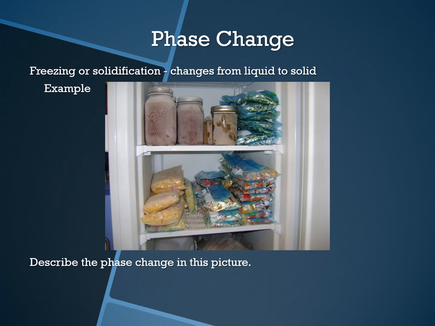Okay, so the first term that you have to learn about phase change is freezing or solidification. This matters when there's a change from liquid to solid. An example of a picture here that you can describe, of course, is a refrigerator. Once you put the things or food that you want to freeze and lower down the temperature to a colder temperature, immediately the liquid will turn into solid.